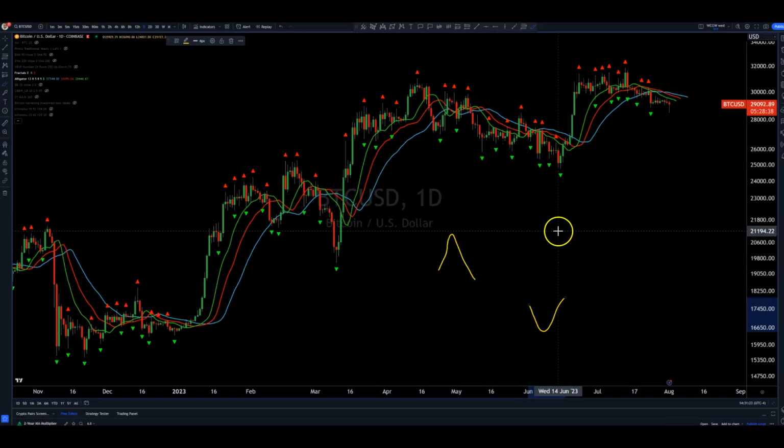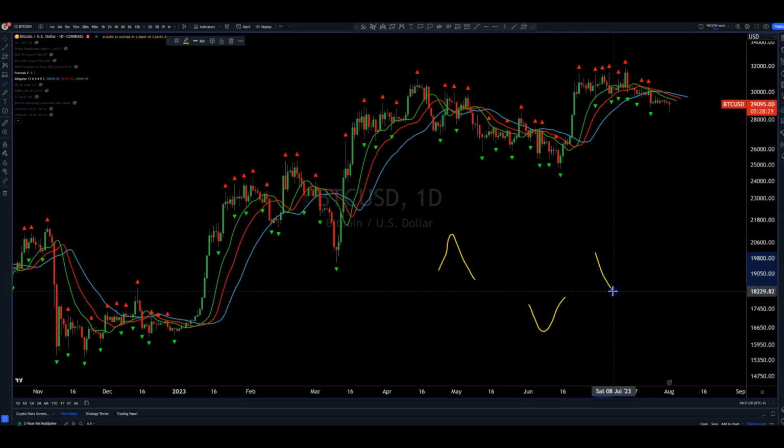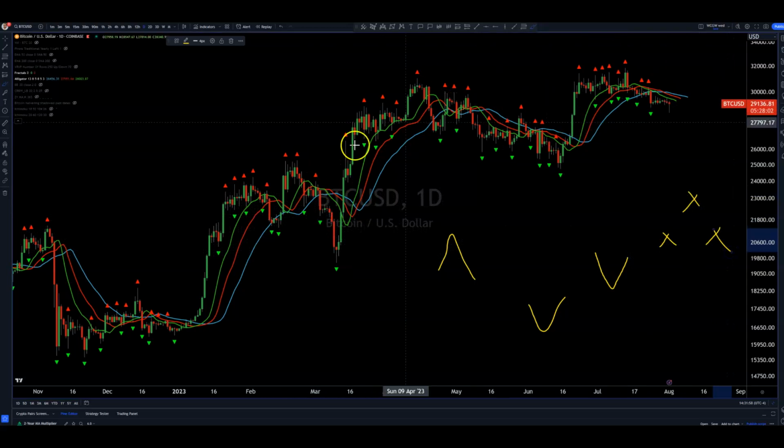So these will print. We'll call it a support fractal. You'll get a support fractal when you get a high, low, high in the candlesticks, okay? And you'll get a resistance fractal when you get a low, high, low print in the candlesticks.